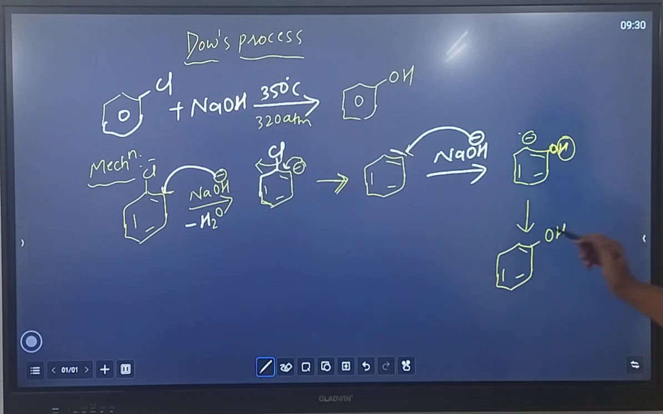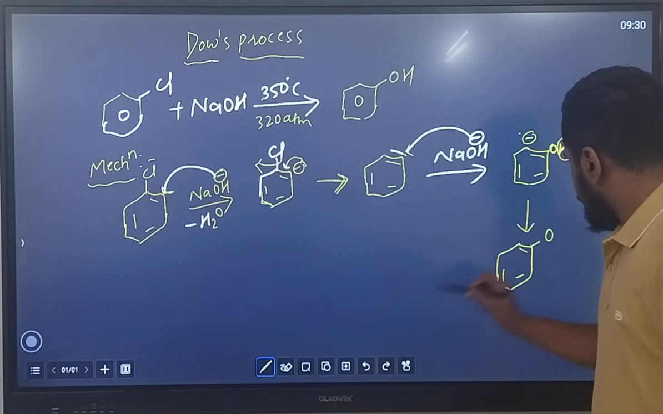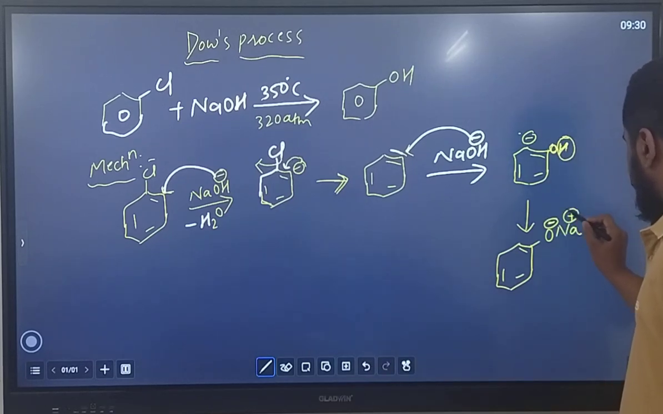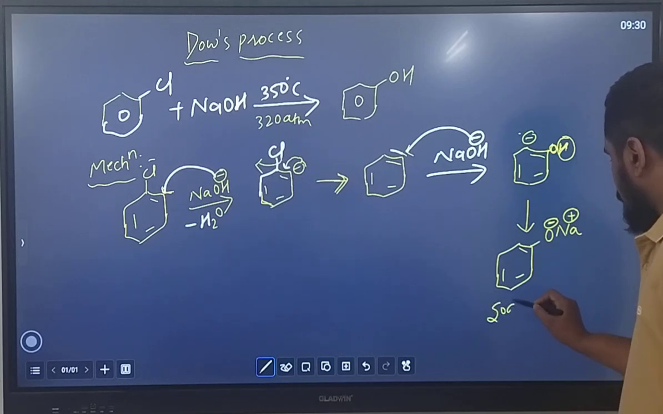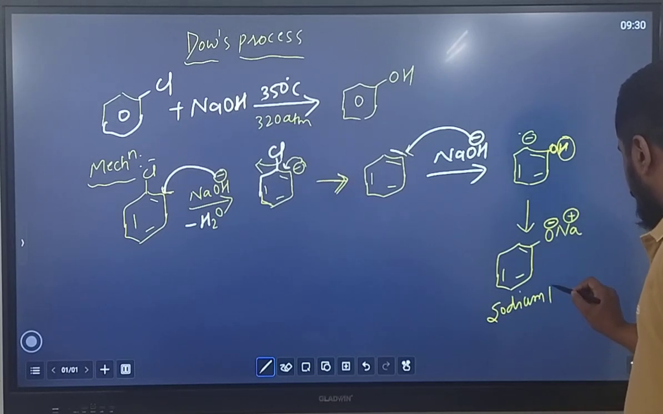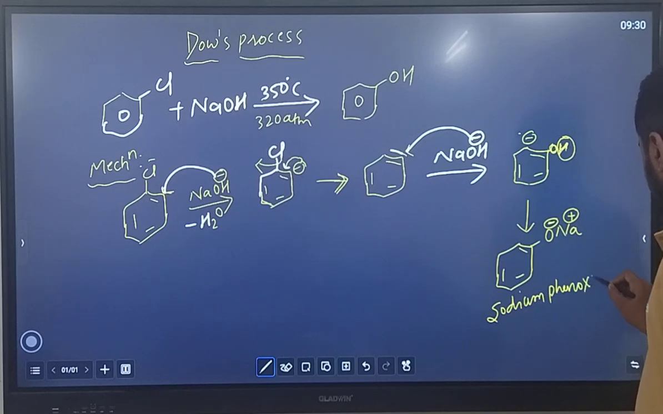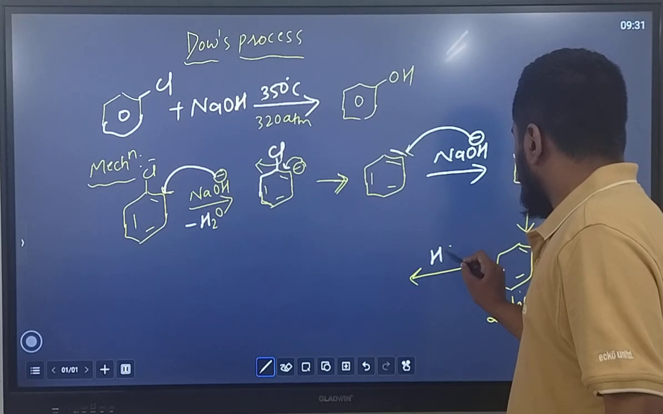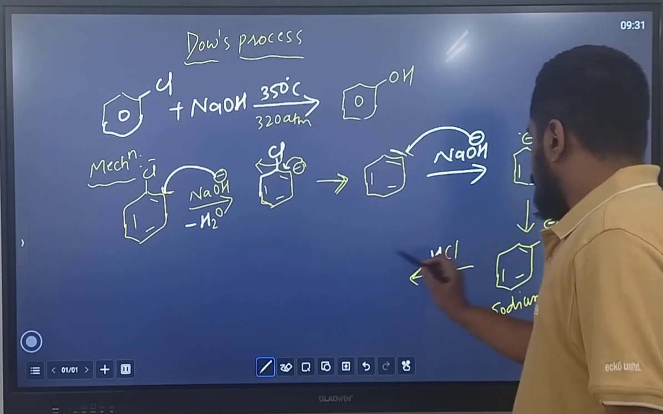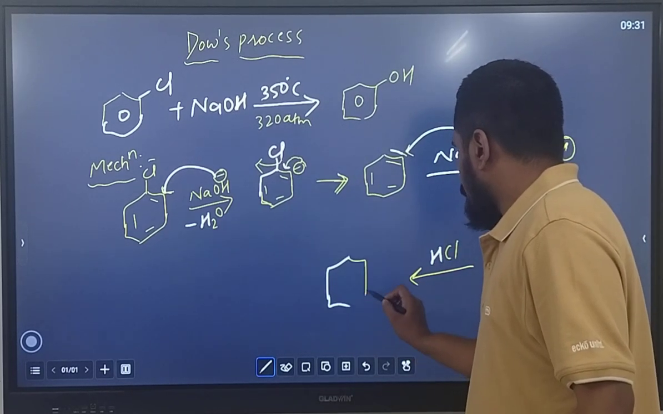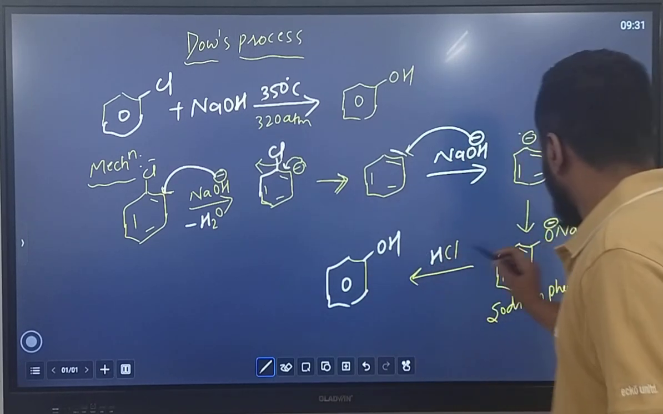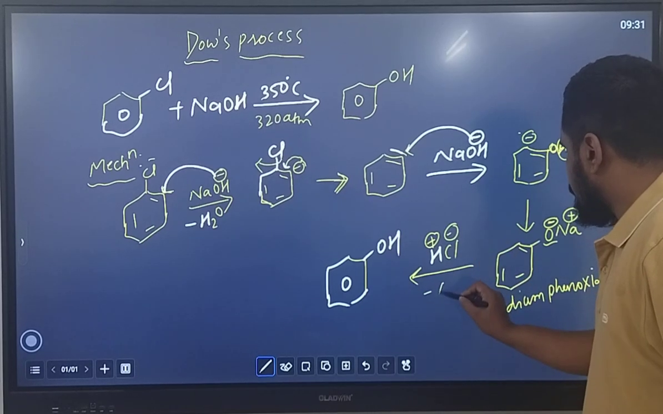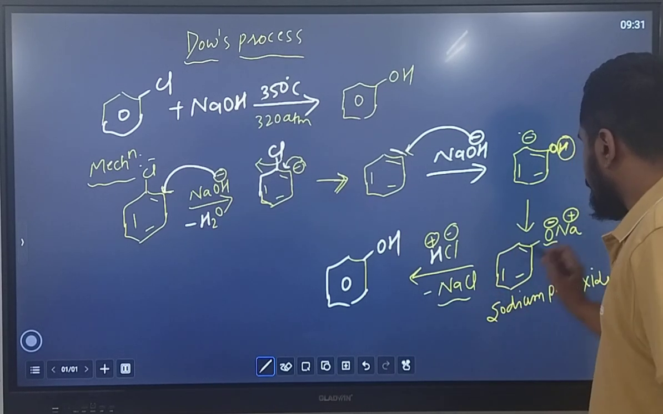This is the sodium phenoxide, and again in the presence of HCl, phenol is obtained as a product. O minus abstracts this H plus, and Cl minus means NaCl is released from this reaction.